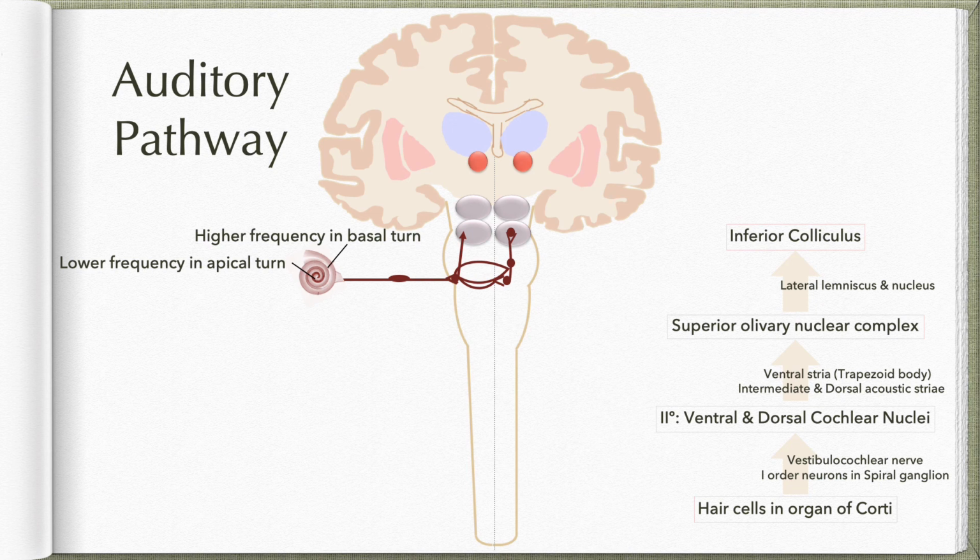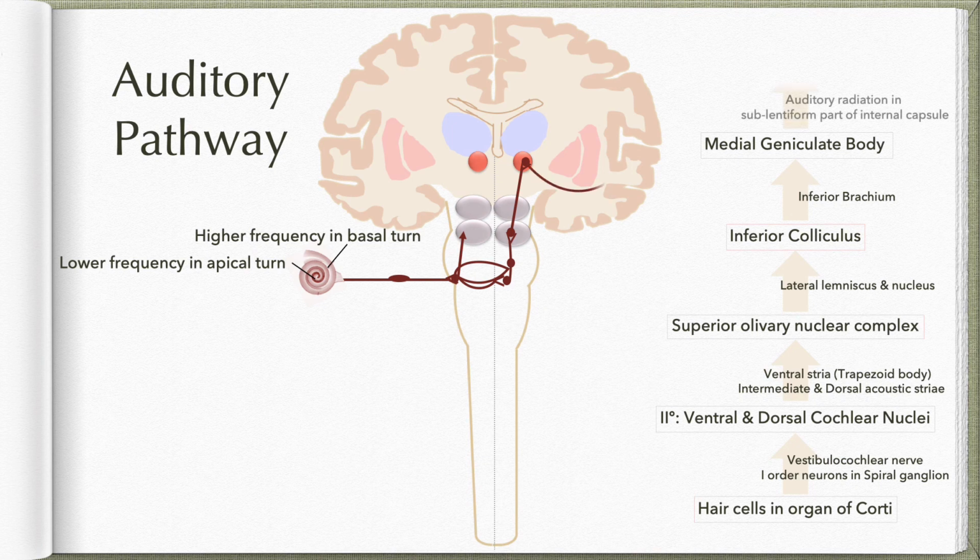From the inferior colliculus, the fibers will ascend as inferior brachium to reach the medial geniculate body, which is the part posterior to the pulvinar of the thalamus. And from the medial geniculate body, these fibers will continue as auditory radiation, passing within the sublentiform part of the internal capsule to reach the primary auditory area, otherwise known as A1 or area 41, which is located in the transverse temporal gyrus of Heschl, located on the superior surface of the superior temporal gyrus, buried within the depth of the posterior ramus of the lateral sulcus. So this is the entire auditory pathway.